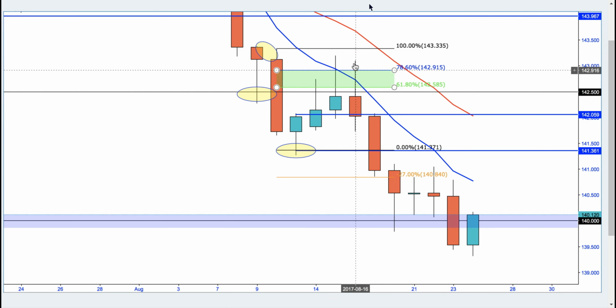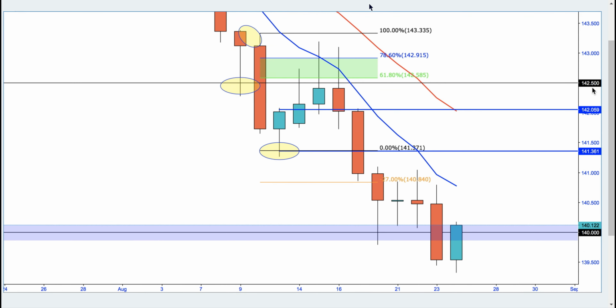This is our secondary peak. Now look, I also have 142.50 resistance here. As you can see, we have a shooting star formation. I can class these two as tweezer tops as well. So one daily rejection, two daily rejections.